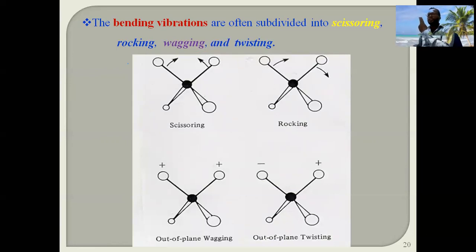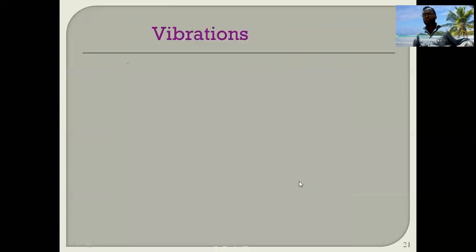In case of scissoring, it looks like this. In case of rocking, just like this. In case of wagging, just like this. The two bonds move out of plane. In case of twisting, again it is out of plane. It moves turn by turn, just like this. So generally, the bending vibrations are subdivided into scissoring, rocking, wagging, and twisting.